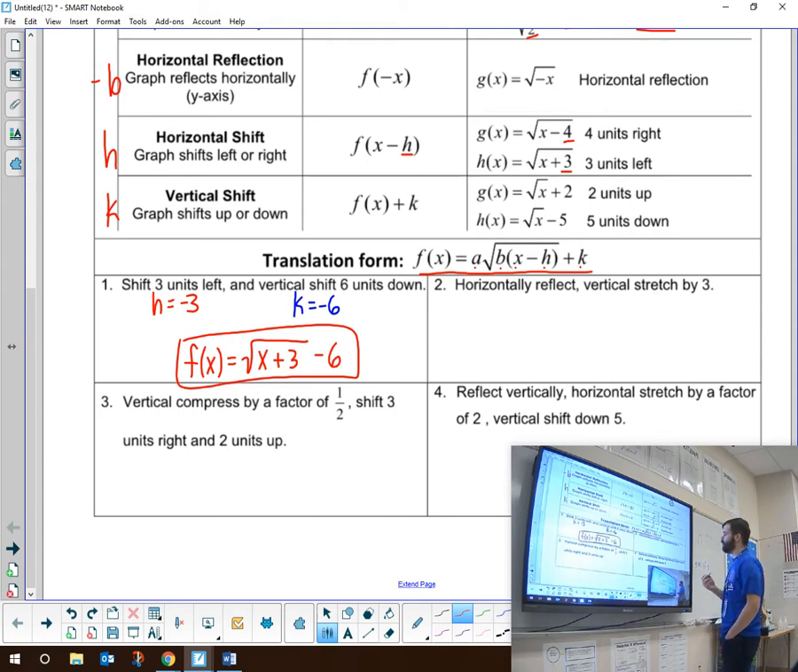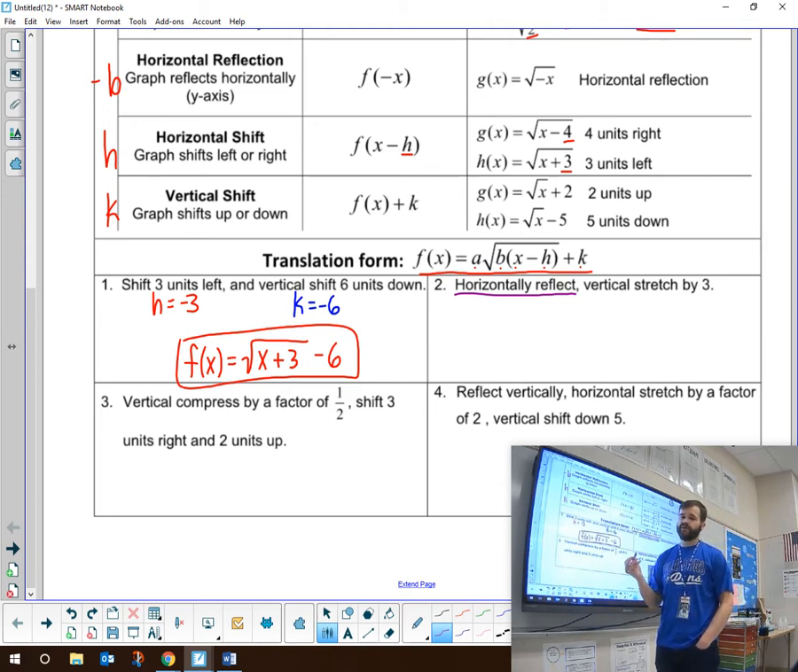Okay, so look at number 2. Number 2 says horizontally reflect and vertical stretch by 3. All right, so this is our new thing we're learning about. Horizontally reflect. What letter does that correspond with? Well, that's with my B. Horizontal reflection goes with my B, so we're going to have a negative inside of my square root. So we'll have a negative B.